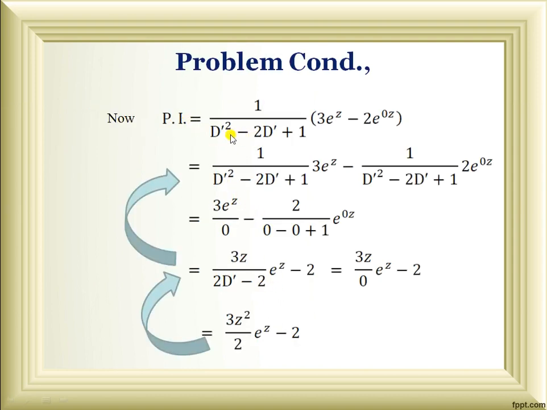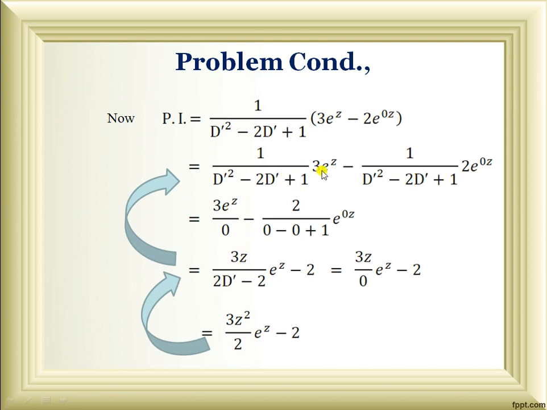Let us move on to the particular integral, which is equal to 1 by f(D') into the RHS term. In the RHS, I am having 3 into e power z minus 2. Whenever I have a constant in the exponential terms, I want to take that constant into e power 0z. A constant alone, we don't have any other method. So I am taking that constant into e power 0z. Now I am separating these two terms. After separating, I will get like this.